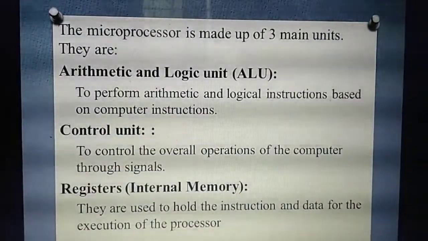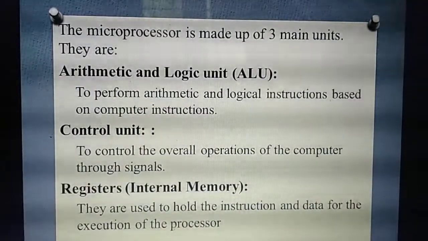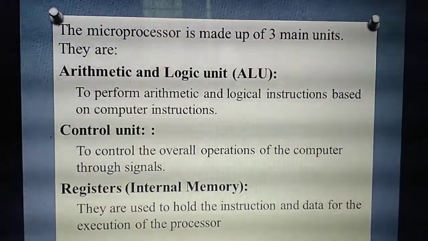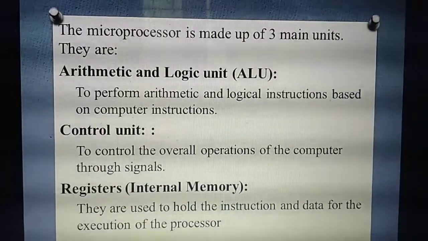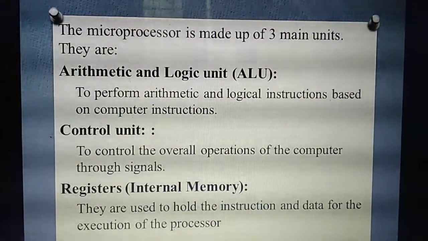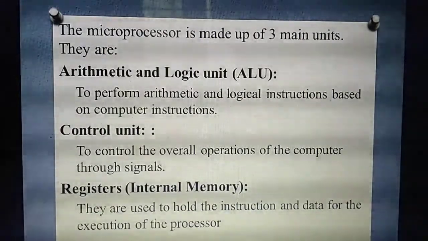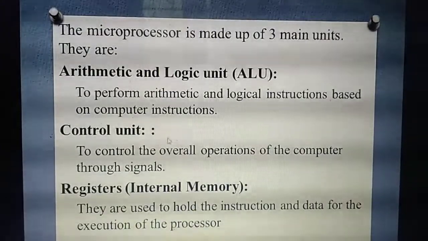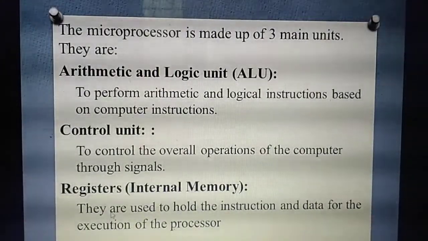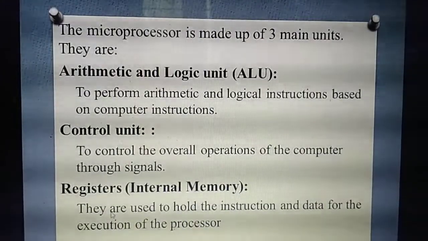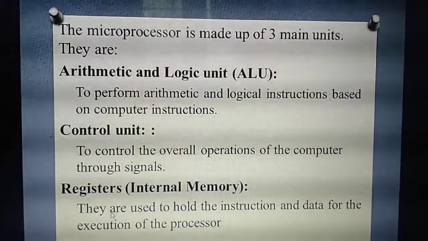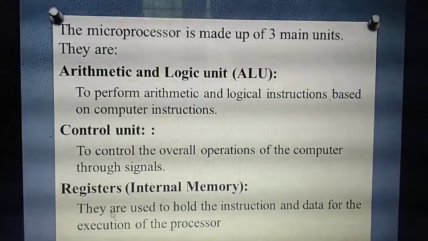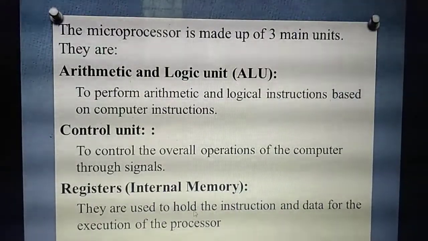Now I will show the diagram. The microprocessor is made up of three units. The microprocessor is made up of how many units? Three units. What are they? Already you have studied this one: the arithmetic logic unit, the control unit, and registers, which are the internal memory.